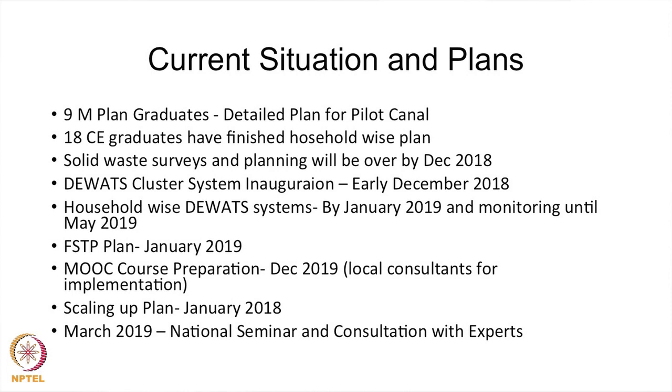Household DWOTS systems, we are already doing the survey, and we will replace 20 of them by January. We will monitor those 20. We will put in different types of systems, and we will see which one works best, and then we will scale it up. The FSTP plan will be done January 2019.